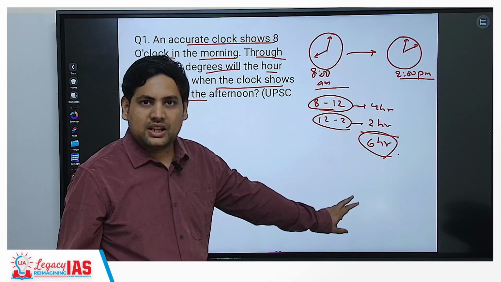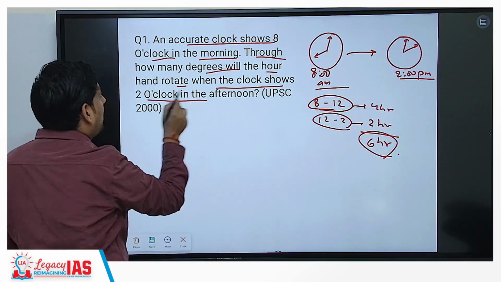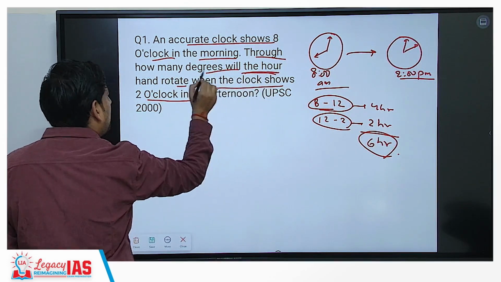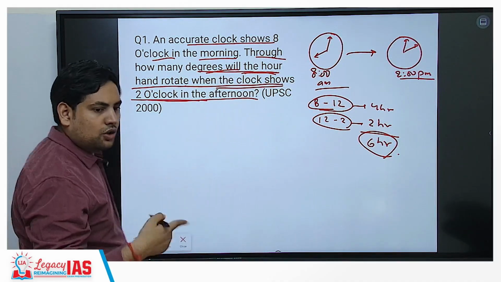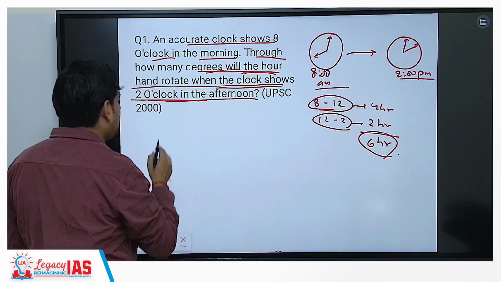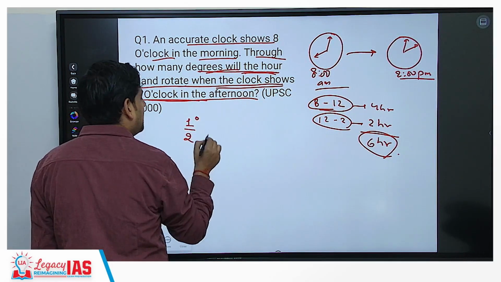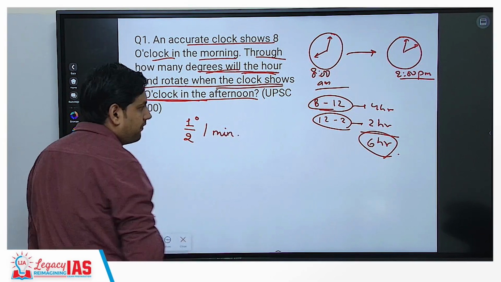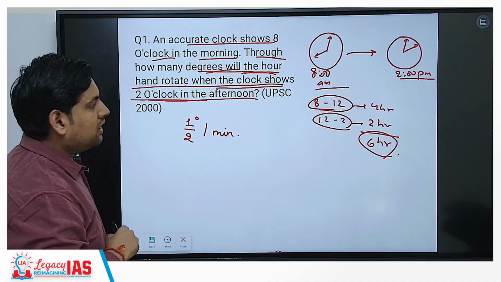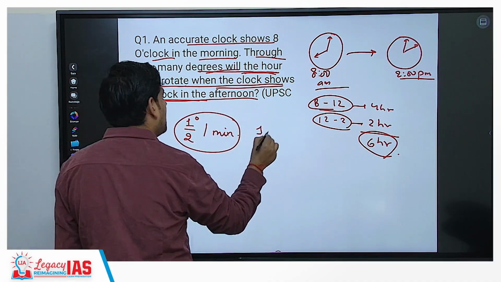Now, if 6 hours have passed, you need to find by what degree the hour hand rotates when the clock shows this. So, the hour hand is rotating, correct? Now, the hour hand rotates at what rate? It rotates at half degree per minute. Half degree per minute. Or one more thing, you know that in 1 hour it rotates how much?